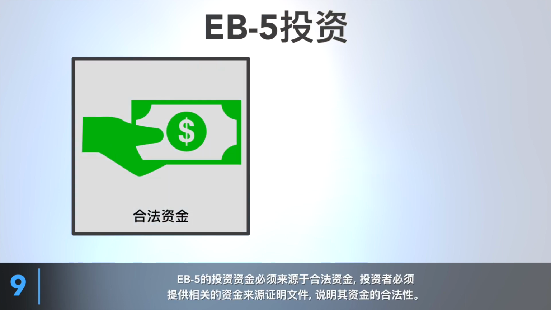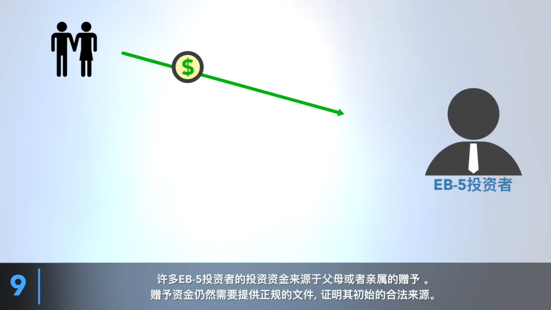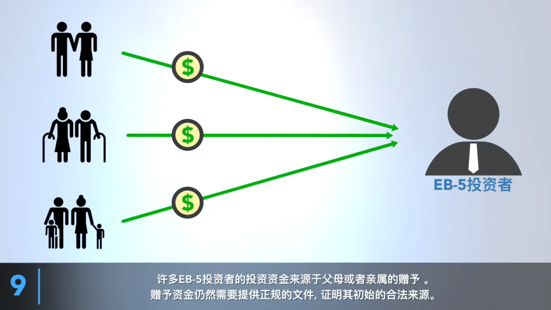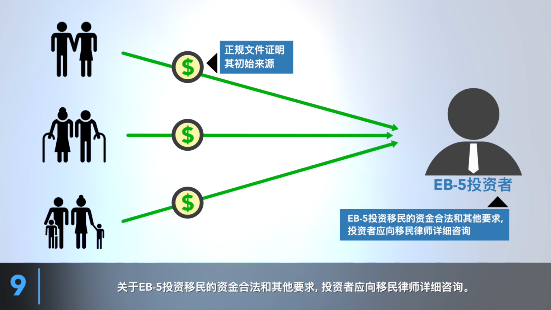EB-5 investments must be comprised of legally obtained funds, and investors must submit a documented source of funds accounting that shows the lawful source of the required capital. Many EB-5 investors receive capital gifts from parents and relatives, which they use for EB-5 investment. Using gifted funds is allowed, provided investors can provide proper documentation of where these funds originated. Investors must consult qualified immigration attorneys regarding these and other requirements under the EB-5 program.